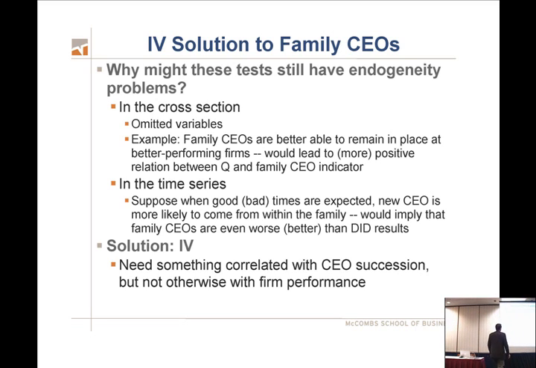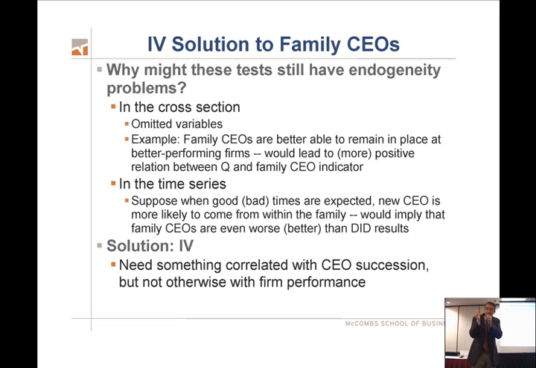In the time series, okay, let me go back to the earlier difference in difference. The difference in difference is better about this one, right? Because it's utilizing the time series changes. But even in the time series, there might still be an omitted variable problem. How might that look? And you can take either side you want. But let's suppose that standing today, we expect there to be good times. And because there's good times, the new CEO is more likely to come from inside the family, for whatever reason. Okay? If that's true, then family CEOs are in fact worse than the difference in difference test shows. Okay? Because when they're appointed is endogenous.